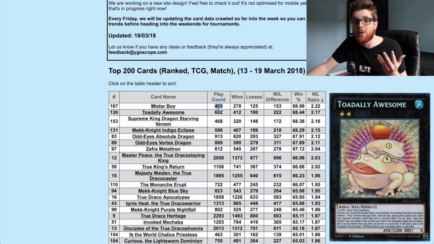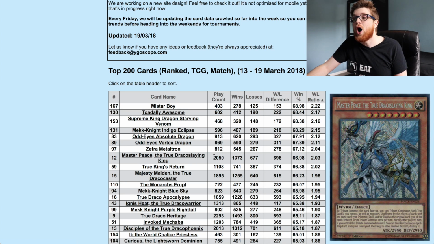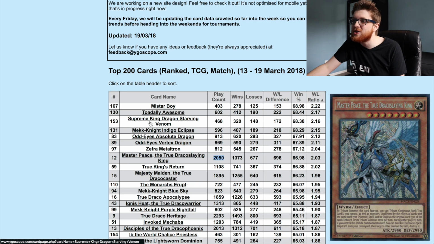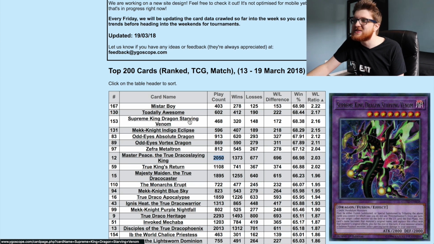However, because it has a lower play count, it doesn't necessarily mean it has high representation. If you look down here, Masterpiece has a play count of over 2,000 compared to Miss Starboy at 400 and Totally Awesome at 600. So you have to go up by a factor of 3 to 5 depending on what you're looking at, but Masterpiece also has a win rate of about 67% when you round up. So that's what you're going to want to look for here, and that's obviously much more representative of the meta as a whole.